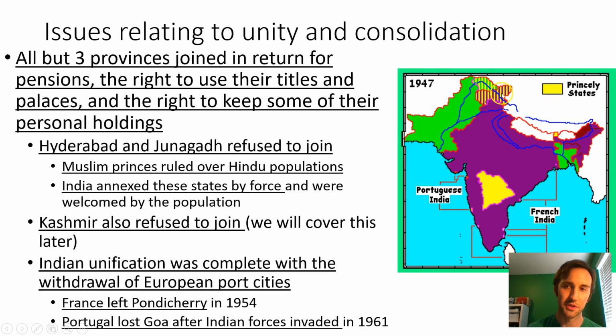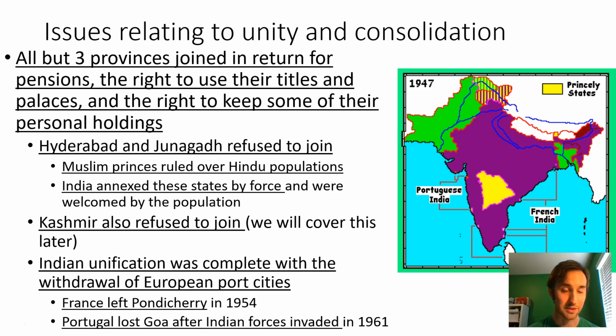Kashmir also refused to join. The leader of Kashmir didn't really want to join either side. Eventually, Pakistan started to threaten them a little bit, and so the leader of Kashmir turned to the British saying, "Hey, help us." And the British said, "We'll help you, but you got to join India." And so in the end, they joined India, but this just leads to a larger fight that continues to this day as far as who gets Kashmir.